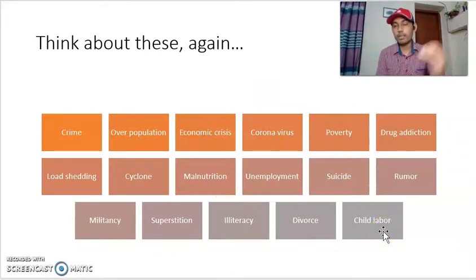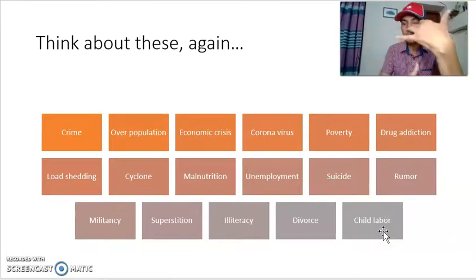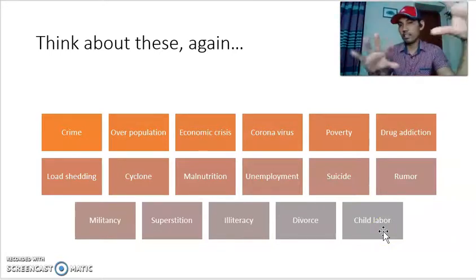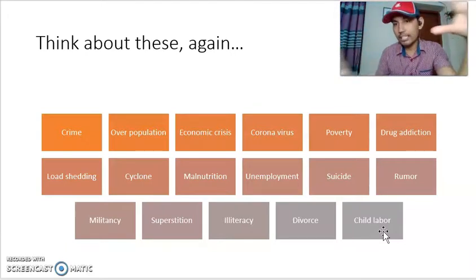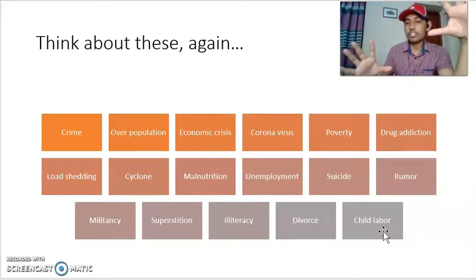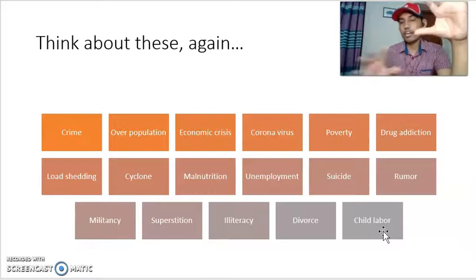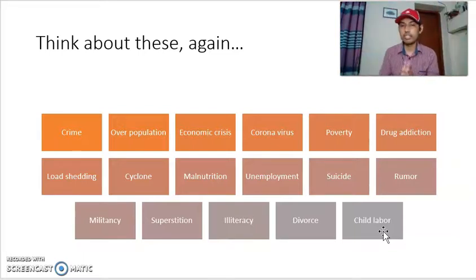Child labor is a very social problem because it arises from society. It's a negative thing, and people in society agree that there should not be child labor, etc. So this is the end of the lecture.